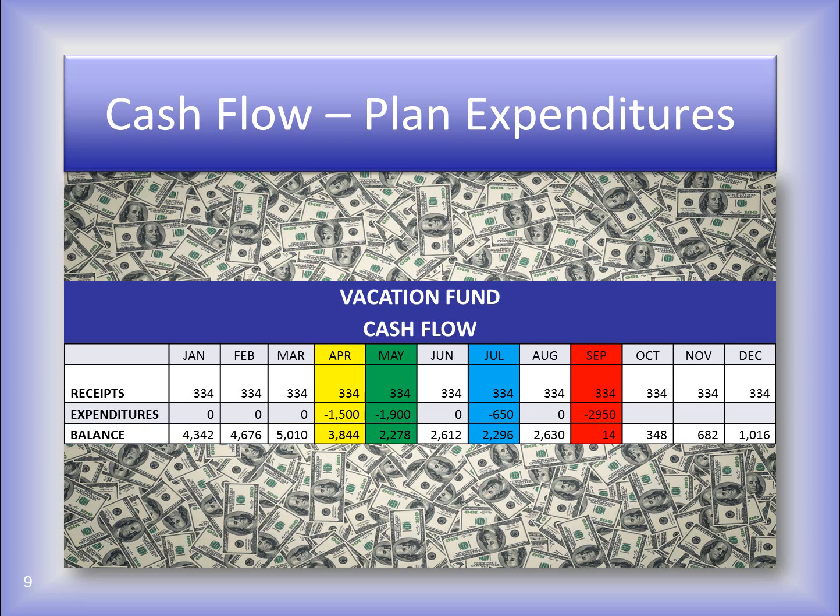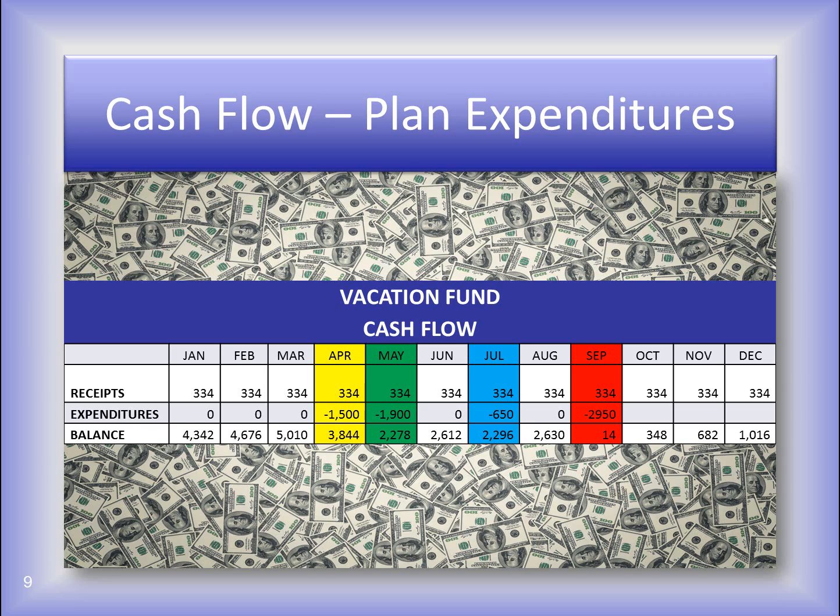So in April, the family reserves their hotel room at a cost of $1,500. The April ending fund balance is $3,844. In May, the family purchases the plane tickets at a cost of $1,900. The May ending fund balance is $2,278. No expenditures are made in June, and the ending fund balance is $2,612.